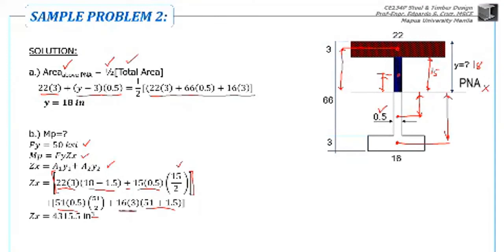So yan na yung sagot. Alam mo na yung Zx. So, paano mo makuha yung plastic moment? That would be Fy times Zx. So yan na yung plastic moment mo, 215 kip inch. So, that's for letter B.